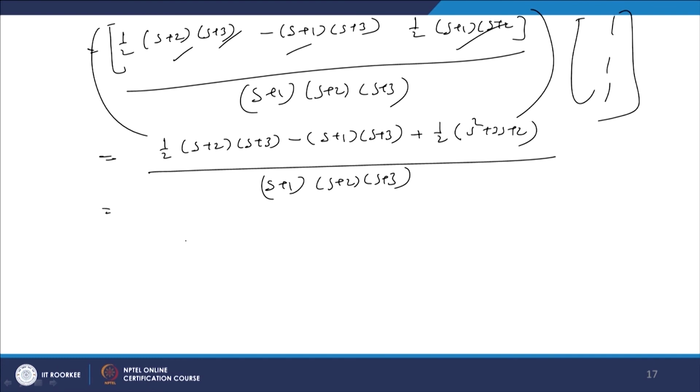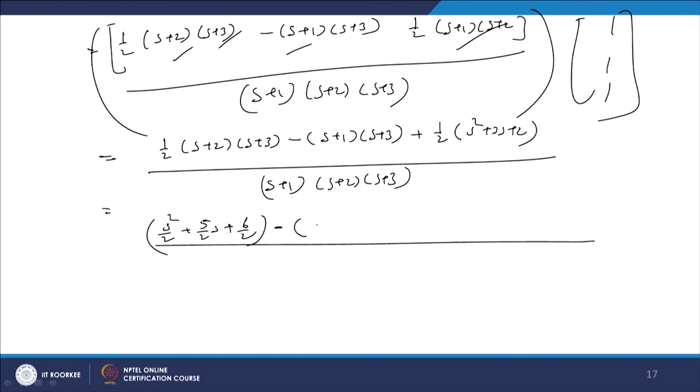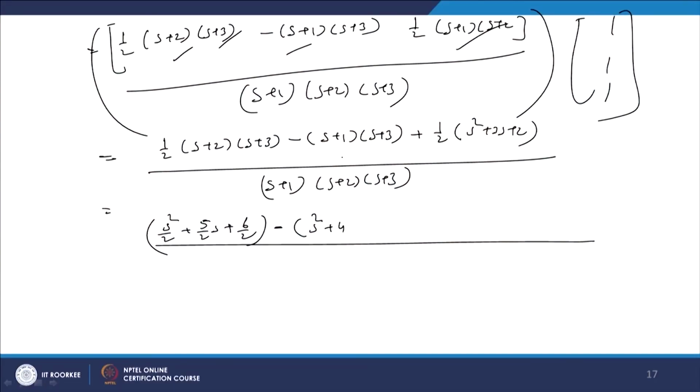Now if you solve it, what will you get? S plus 2 plus S plus 6, we will get S square plus 2 plus 3, 5S plus 6. Divide by 2, so what will you get? S square by 2 plus 5 by 2 S plus 6 by 2, minus S plus 1 S plus 3, that is S square, 3 plus 1, 4S plus 3, plus S square by 2, then 3 by 2 S plus 1, and divide by S plus 1 S plus 2 S plus 3.